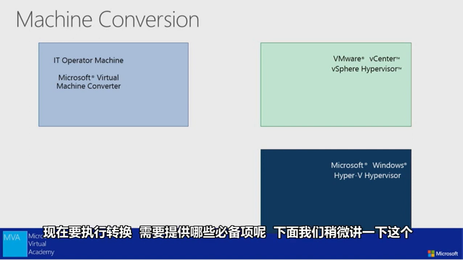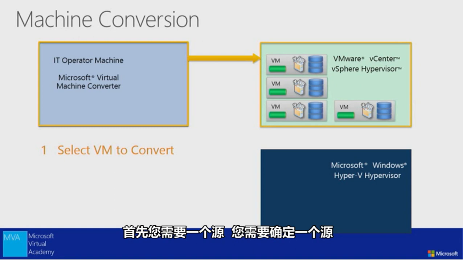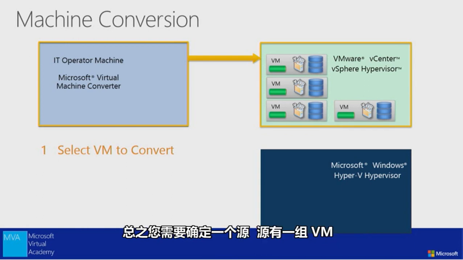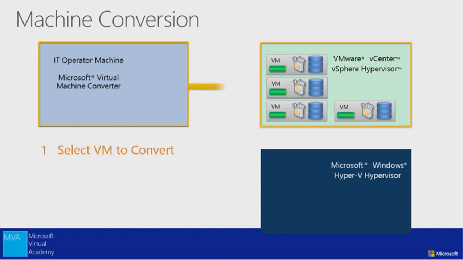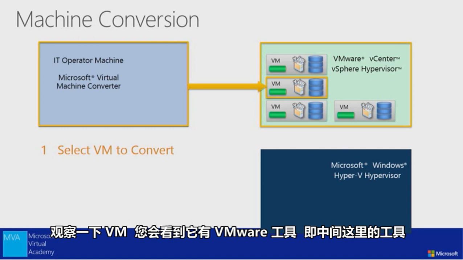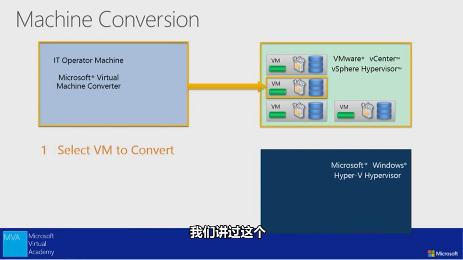Now, for a conversion, what are the inputs that you need? Let's talk about that a little bit. You first of all need to target a source. We talked about that a little bit: ESX, ESXi host or vCenter. The source has a list of VMs, and you have to select or specify a VM for conversion. So that's what you're doing here, targeting a VM for conversion. And if you look at the VM, you will see that it has VMware tools, which is the tools guy in the middle, right here. You have a set of disks, which were the VMDKs that we spoke about, and the VM has configuration itself. We talked about these.